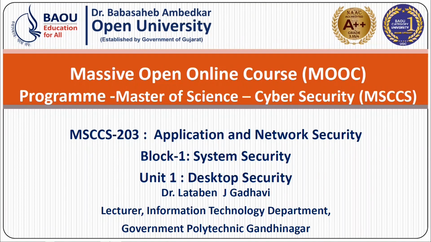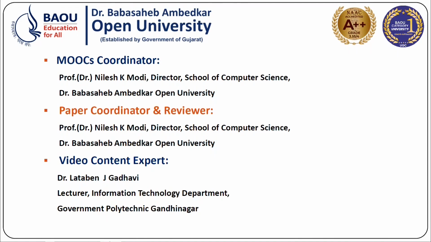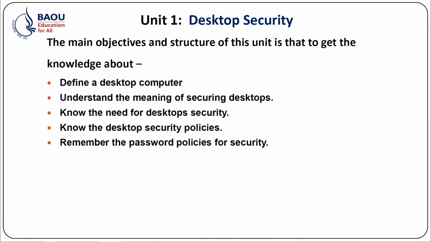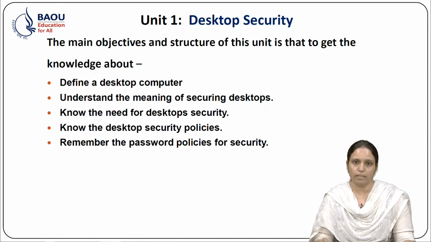Block 1, System Security. In this block 1, we are going to deliver unit 1, desktop security. The main objective and structure of this unit is to gain knowledge about: defining desktop security, the definition of the desktop computer, understanding the meaning of securing desktops, knowing the need for desktop security, knowing the desktop security policies, remembering the password policies for security, and what is the need of desktop security. All these things I am going to deliver in this lecture.